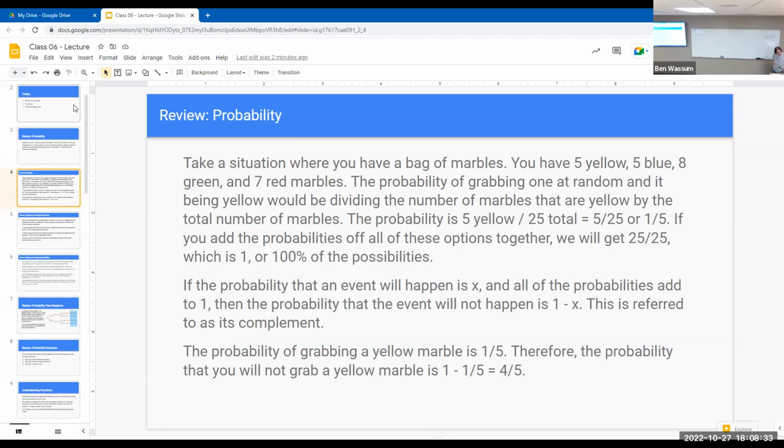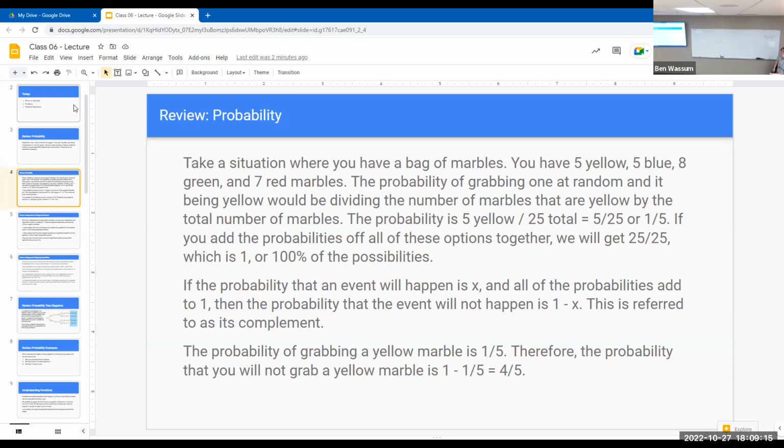So we got a bit of a rehash from the last time, but we're going back to Mr. Bag of Marbles. We had 5 yellow, 5 blue, 8 green, and 7 red. So the probability of grabbing one at random and it being yellow would be saying, okay, I got 5 yellow. I added all those up. There are 25 marbles. So guess what the probability is? 5 out of 25. It's literally just your chances, right? And you can reduce that. You can always reduce probabilities, despite what some instructors have said, and I will fight them to the death on that. You can reduce them, deal with it.